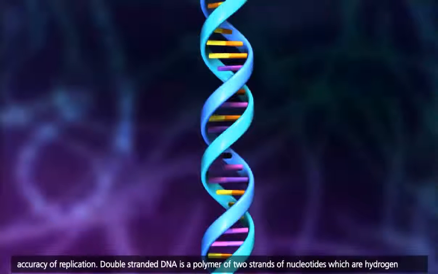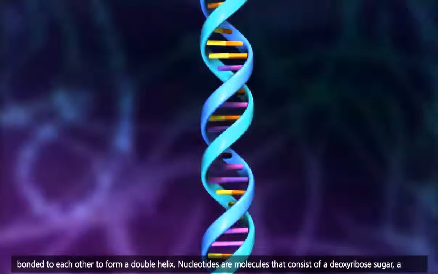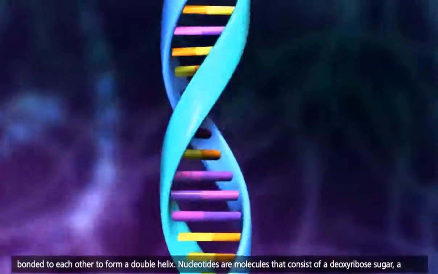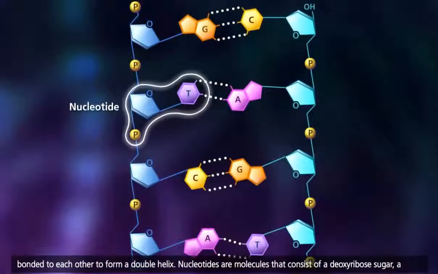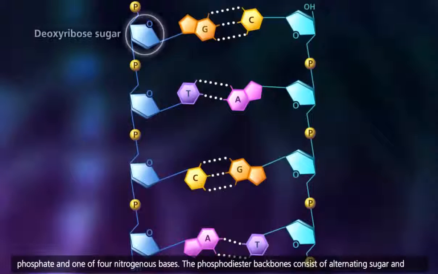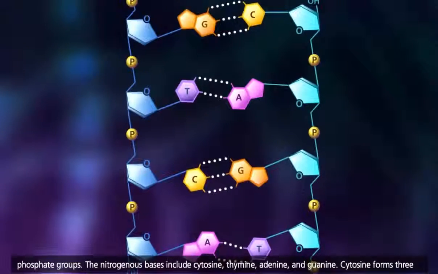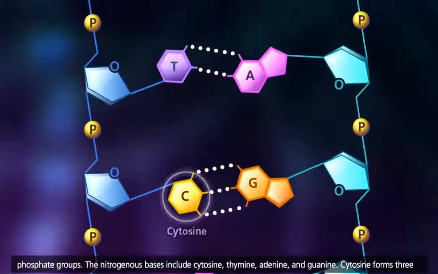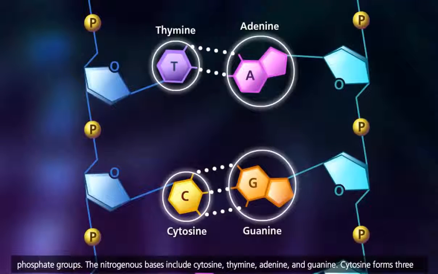Double-stranded DNA is a polymer of two strands of nucleotides which are hydrogen bonded to each other to form a double helix. Nucleotides are molecules that consist of a deoxyribose sugar, a phosphate, and one of 4 nitrogenous bases. The phosphodiester backbones consist of alternating sugar and phosphate groups. The nitrogenous bases include cytosine, thymine, adenine, and guanine.